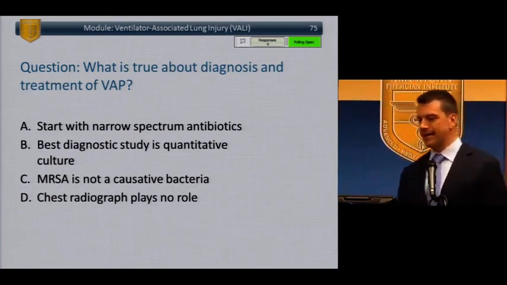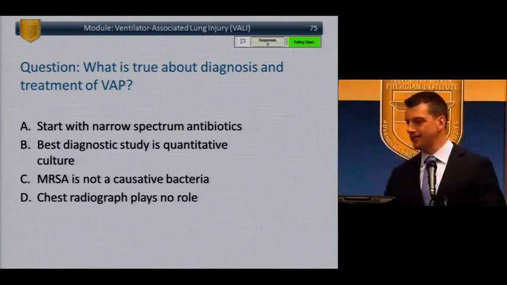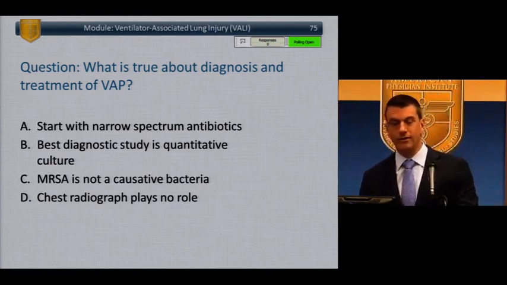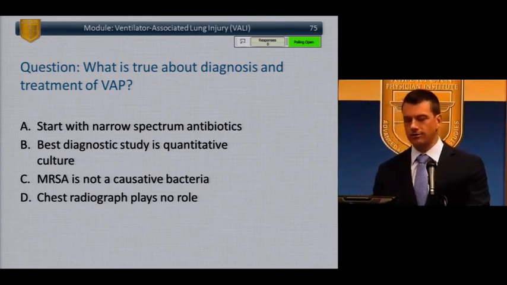Which is true about the diagnosis and treatment of ventilator-associated pneumonia? A, start with narrow spectrum antibiotics. B, best diagnostic study is quantitative cultures. C, MRSA is not a causative bacteria. D, chest radiograph plays no role.